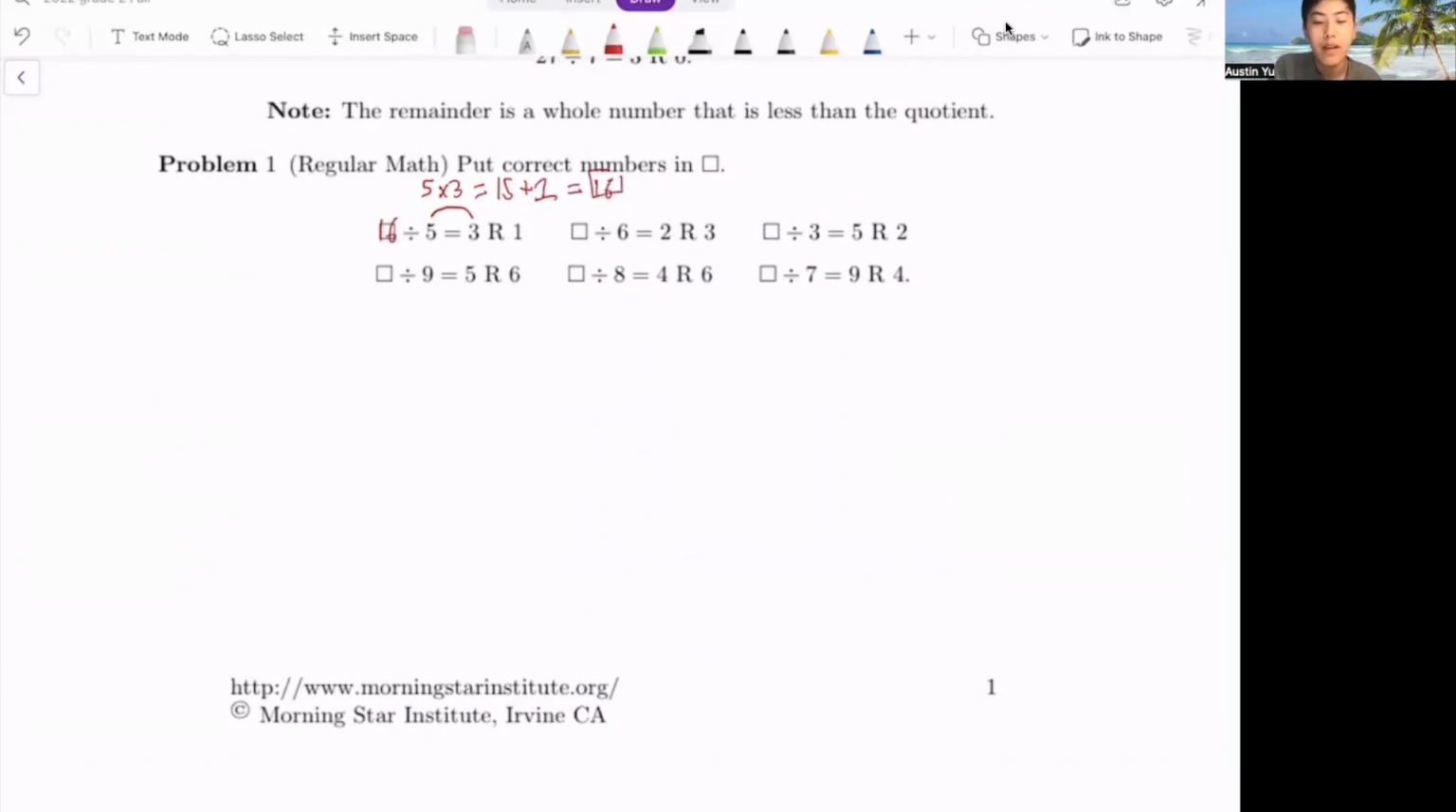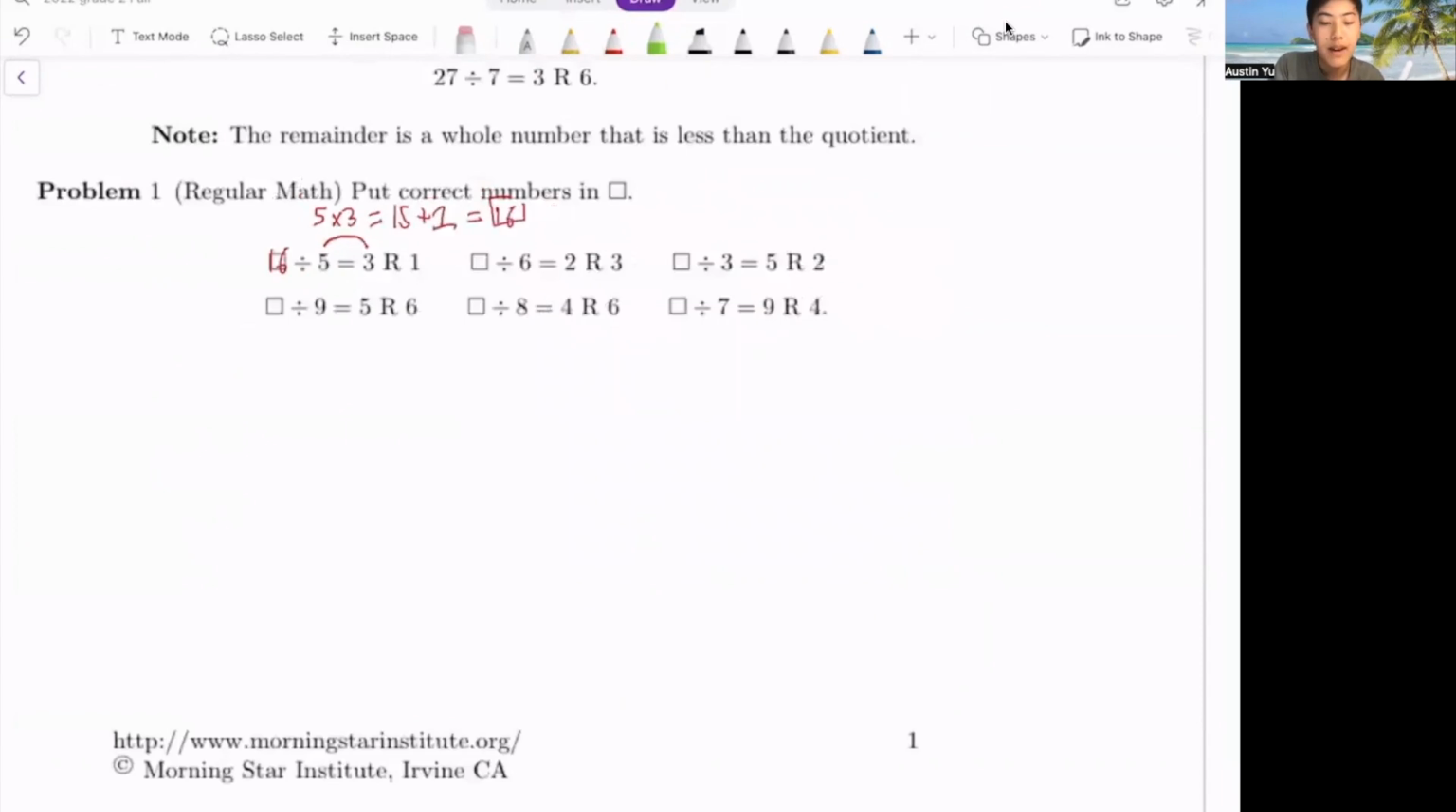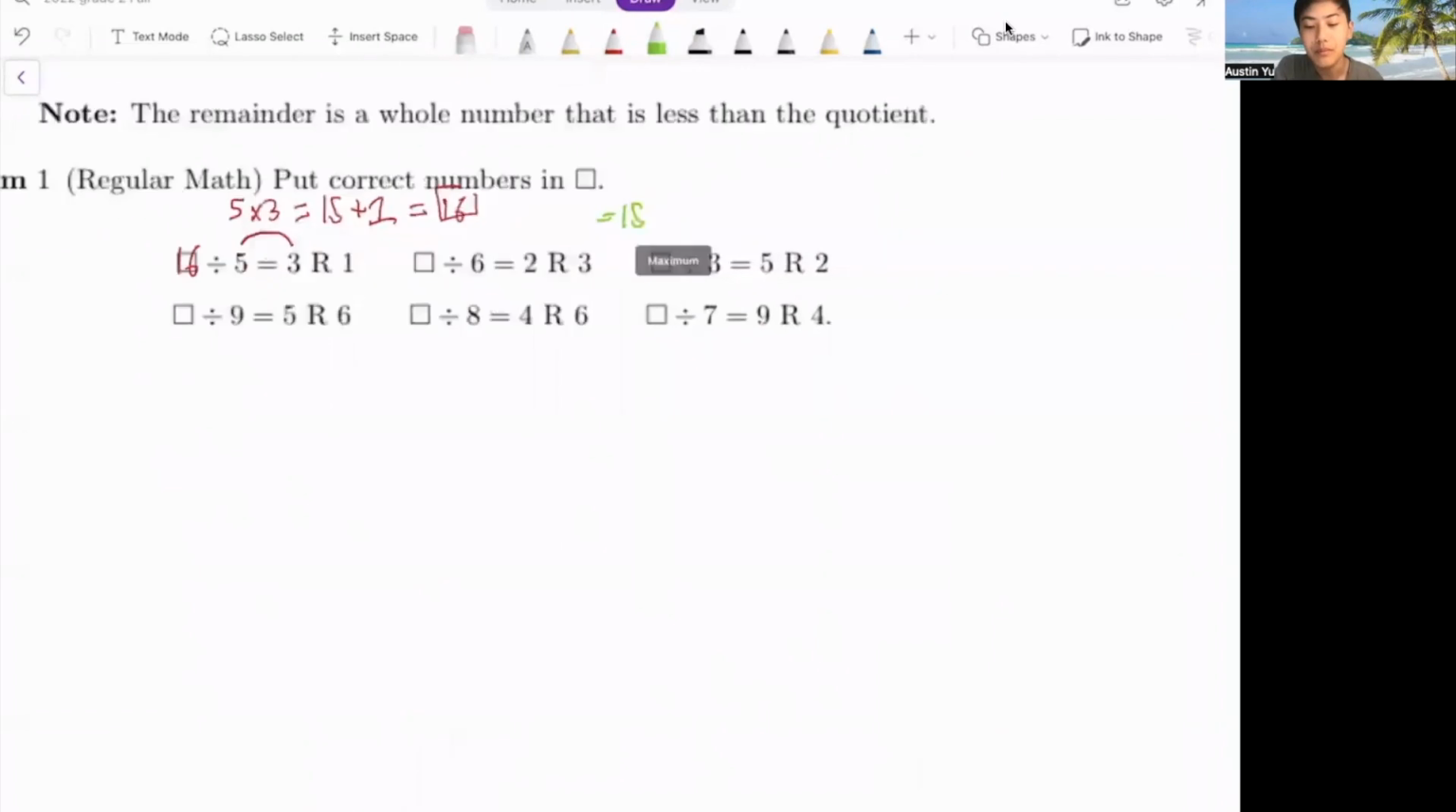Second problem, in green this time. Something divided by 6 equals 2 remainder 3. We multiply 6 and 2 together to get 12, and 12 plus 3 equals 15. This basically represents that there are 2 copies of 6, and we have remainder 3 that we can't multiply any further, and we just add that to it. So the answer is 15 divided by 6 equals 2 remainder 3.